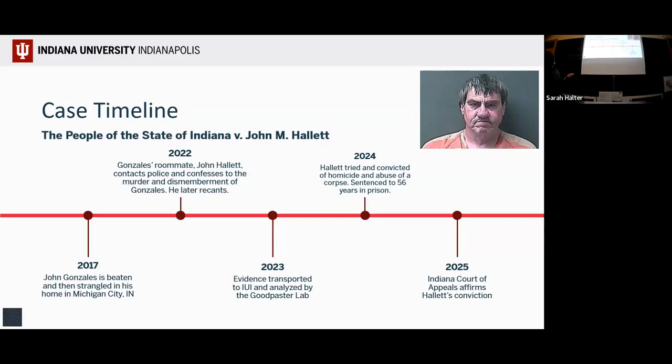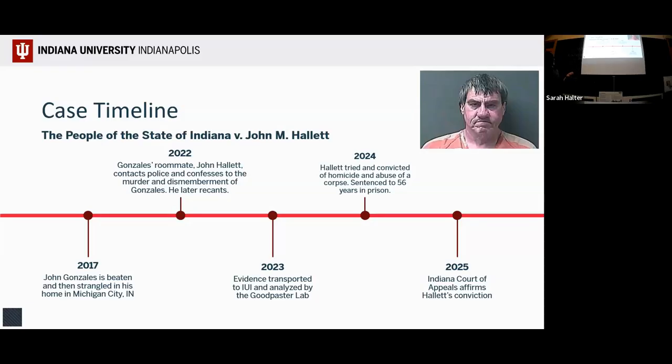Now, a year later, after some initial investigation and development of evidence, that's when they turned to us and said, hey, we have these samples from the basement of this house. Can you see if they have these particular VOCs, these characteristic compounds that are also known as the scent of death? Okay. So the trial happened in 2024.